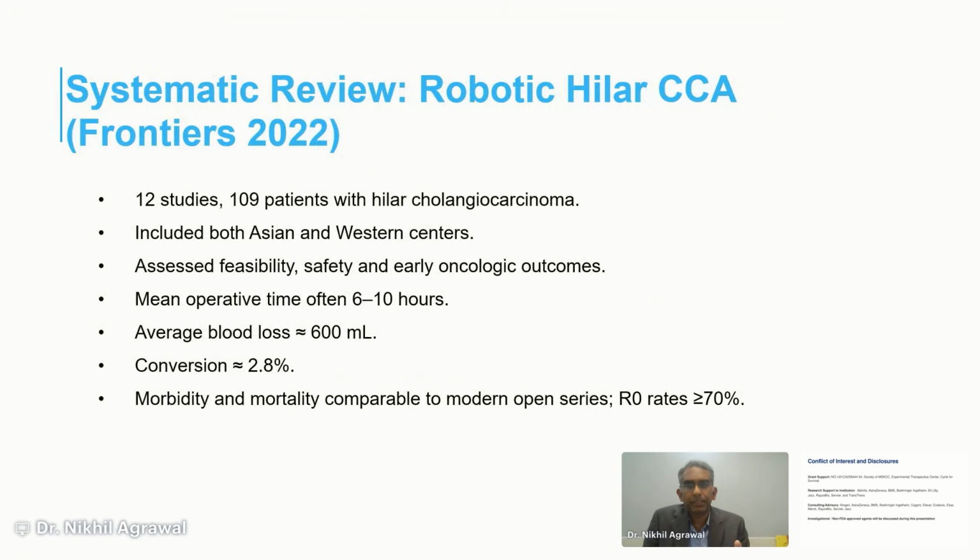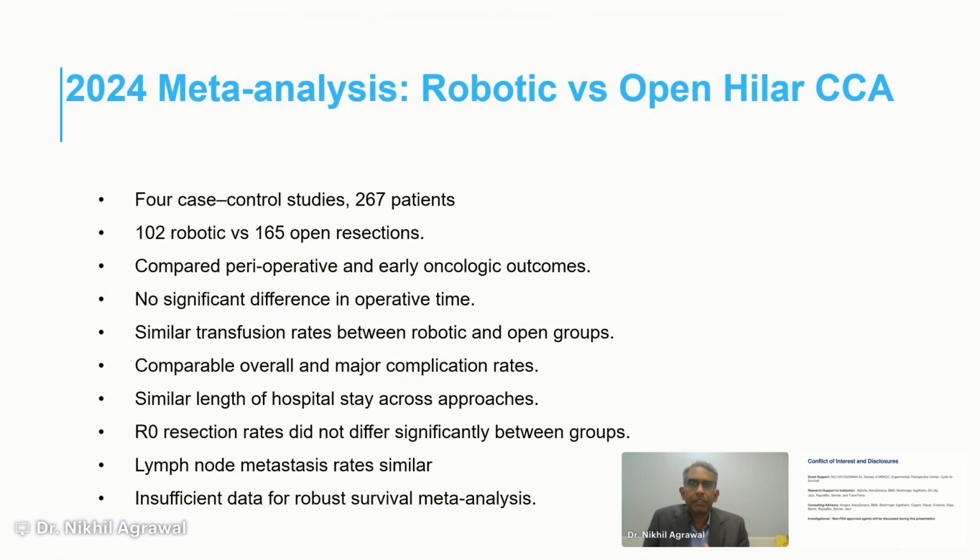And if we look at a systematic review of robotic hilar cholangiocarcinoma, which included 12 studies, mean operative time was again 6 to 10 hours with a blood loss of 600 ml, minimal conversion, and morbidity, mortality, and R0 resection were comparable to the modern open series. So if I sum up the whole discussion here, we can see that the outcomes are good.